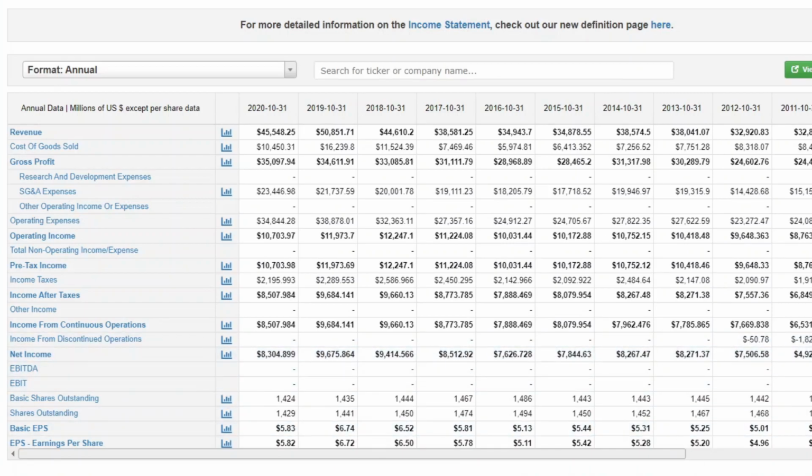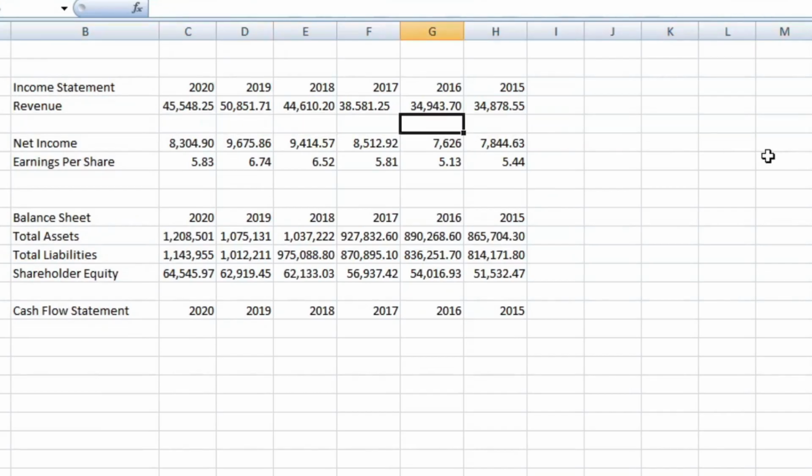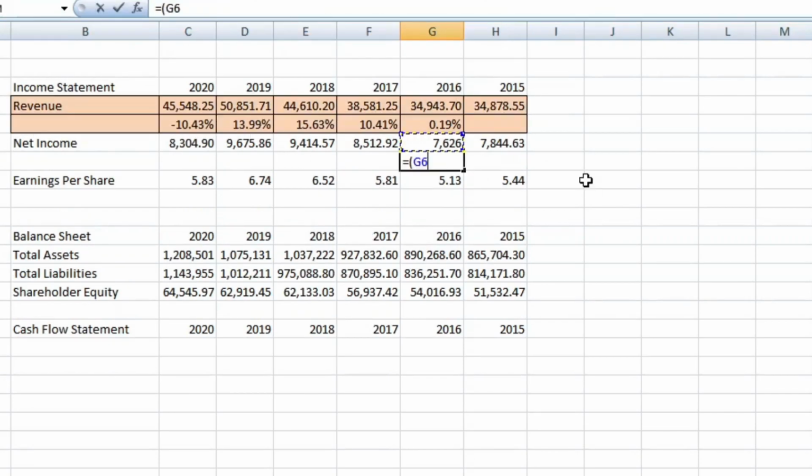Now, I have recorded these figures in an Excel file. Let us do the horizontal analysis. The formula is we take the current year, subtract the prior year, and divide it by the prior year. There you go. So let's carry that over here, and that is the revenue. Horizontal analysis: current year minus prior year over prior year.